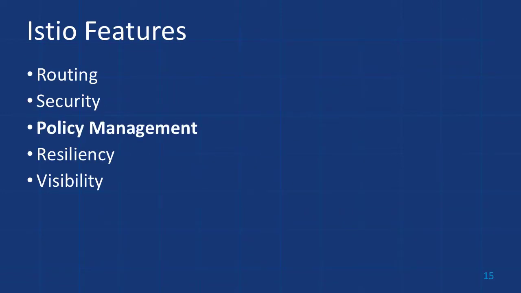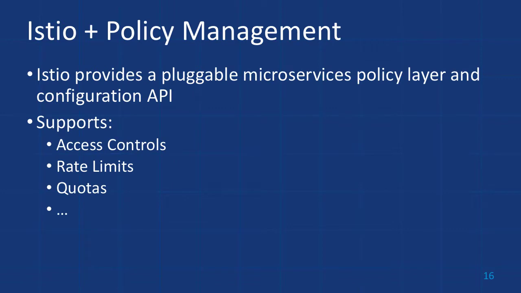The next thing I wanted to briefly talk about is policy management. Istio has a pluggable microservices policy layer and configuration API, and the list of things that are being supported are growing. You'll be able to do things like control Calico within Istio, so you'll be able to control network policy. You can do things like access controls, which we're going to see in a moment, rate limits, quotas, circuit breakers. So there's a lot to see here.